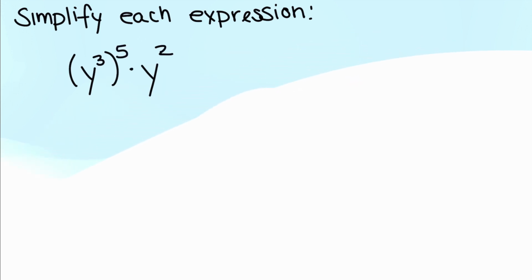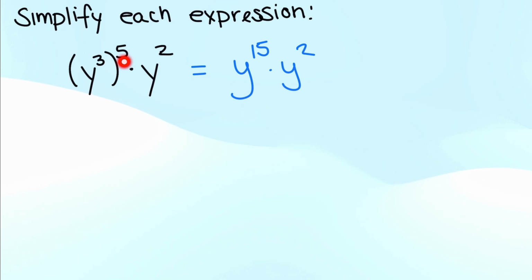My next example involves a combination of rules. Just like when I'm using PEMDAS, or order of operations, I'm going to get rid of the parentheses first. I have a y to the 3rd raised to the 5th. This is a power rule situation, and we multiply the exponents. 3 times 5 is 15, so that becomes y to the 15 times y squared. Now we have a product, so we can add the exponents. 15 plus 2 is 17. Final answer, y to the 17.